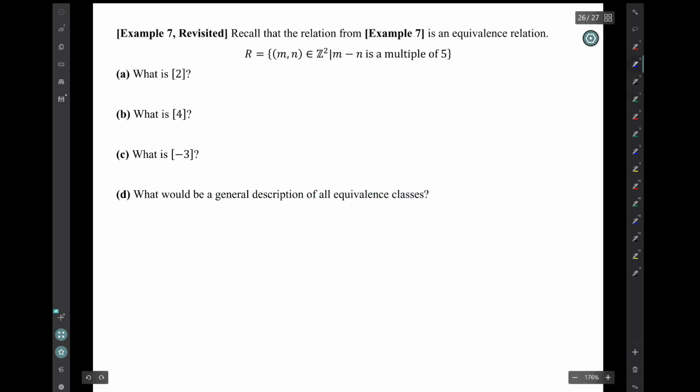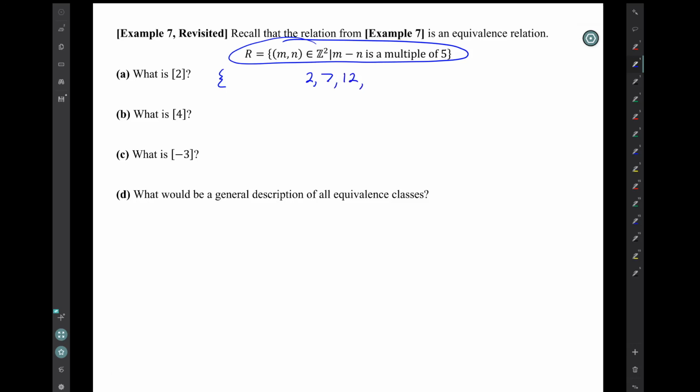Let's go to example 7. Remember, the relation in example 7 was this: m is related to n means that m minus n is a multiple of 5. So what's the equivalence class for the number 2? Well, the number 2 is certainly in there because 2 minus 2 is 0. That's a multiple of 5. The number 7 is in there because 7 minus 2 is 5. The number 12 is in there because 12 minus 2 is 10. And so on. You can just keep going.